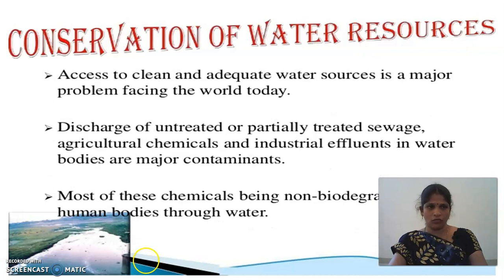Here, conservation of water resources. How can we conserve? Access to clean and adequate water sources is a major problem facing the world today. Before we let untreated water into natural water bodies, we should check it. That is also conservation. Discharge of untreated or partially treated sewage, agricultural chemicals and industrial effluents in water bodies are major contaminants. Most of these chemicals, being non-biodegradable, reach human bodies through water.